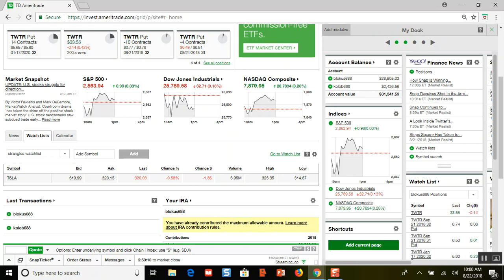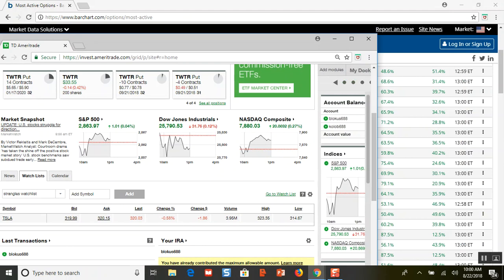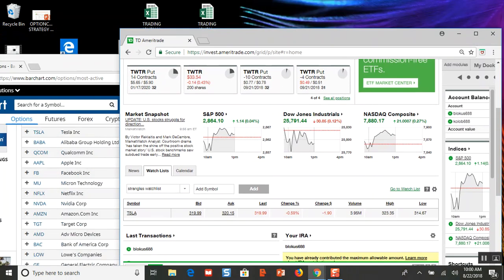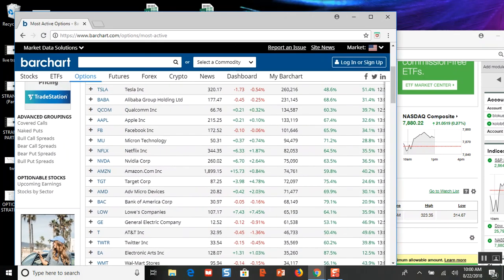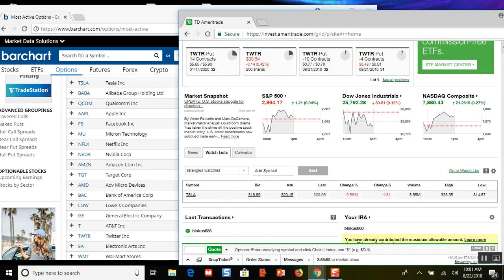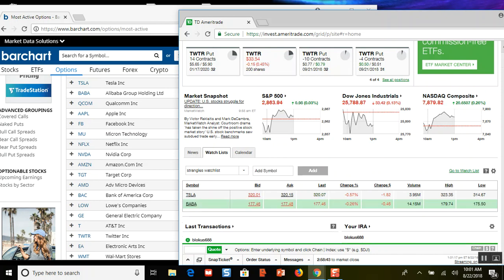Now what I'm going to do is add those stocks. I will minimize these windows here so that I can easily do that. I'll put this one over here, and then I'll put Ameritrade over there. And so here you go. Now I'll just start adding symbols. The second one is Alibaba, BABA, and then I hit add, and now that one's there. And then I'll go to Qualcomm, QCOM.